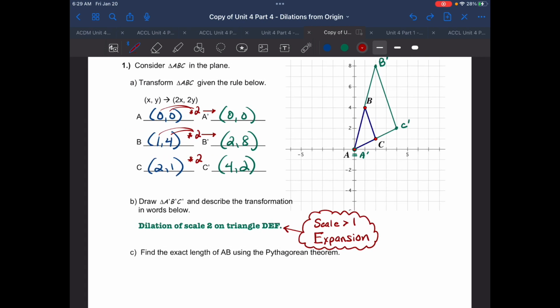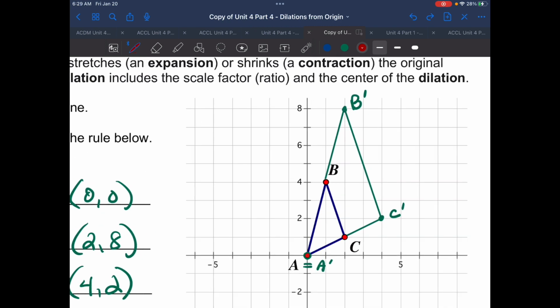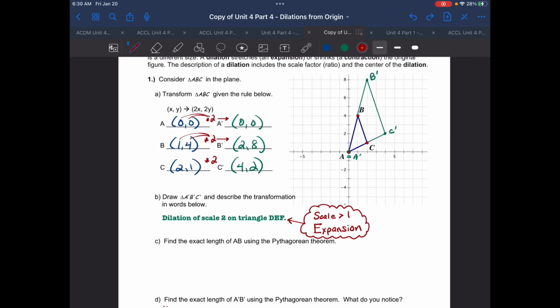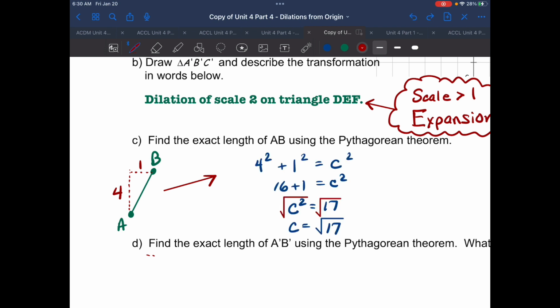Okay, the next question asks us to find the length of AB using the Pythagorean theorem. So if I go to my diagram here, I notice that from A to B, it is up 4, right 1. Those are the numbers that I'm going to use in my Pythagorean theorem. I'm just going to draw myself a little diagram on the side here. So from A to B, it was up 4, right 1, and those are the 2 numbers I'm going to use in my Pythagorean theorem.